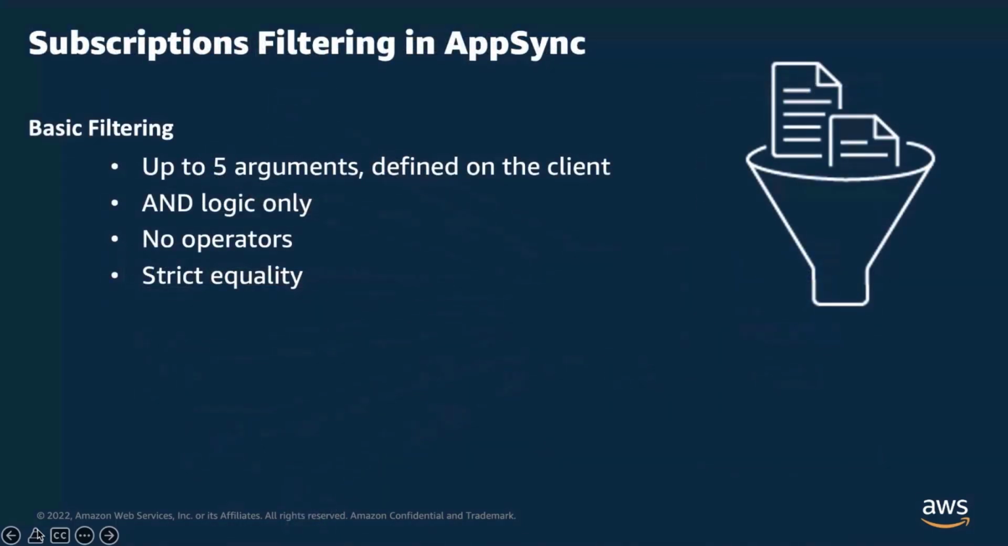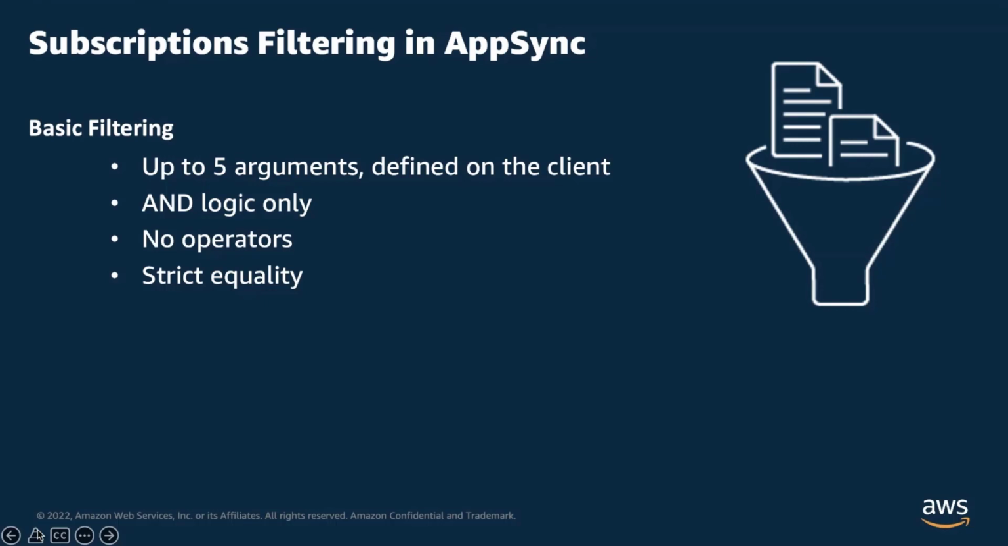There are two options when it comes to real-time data filtering in AppSync: basic filtering and enhanced filtering. Let's start with basic filtering. Basically, with basic filtering, you don't need to do anything on the backend side. The subscription just needs to be defined in the GraphQL schema and linked to one or more mutations.